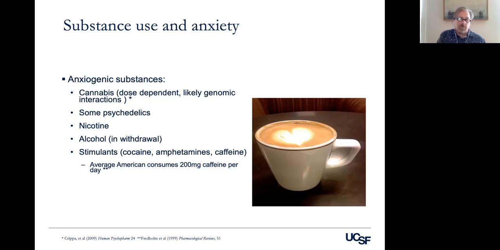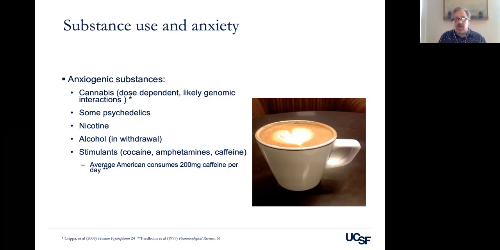Nicotine, especially for people who don't have a tolerance. If you ever smoked a cigarette in your life, you might remember the first time you had nicotine. And it definitely is what we call sympathomimetic, so it triggers a sympathetic nervous system type response with tachycardia and such.